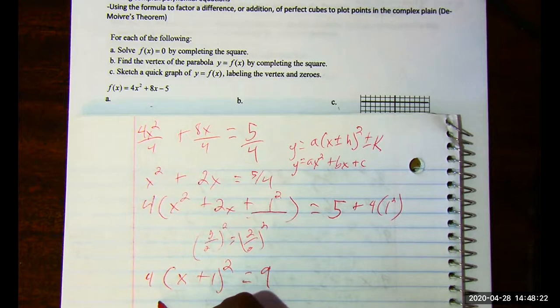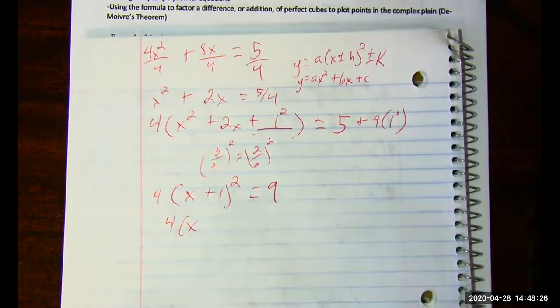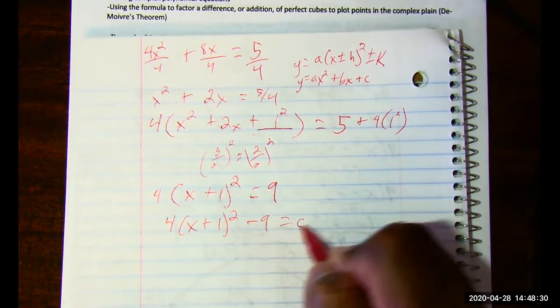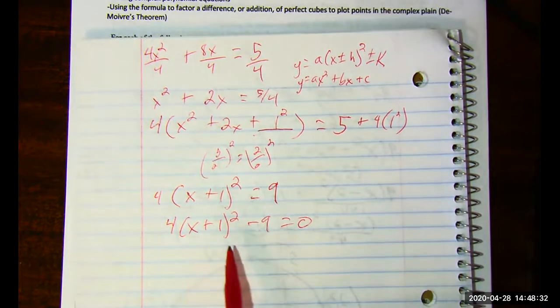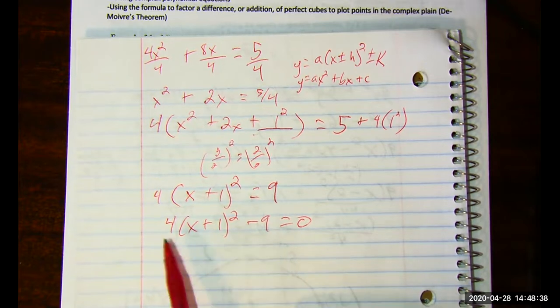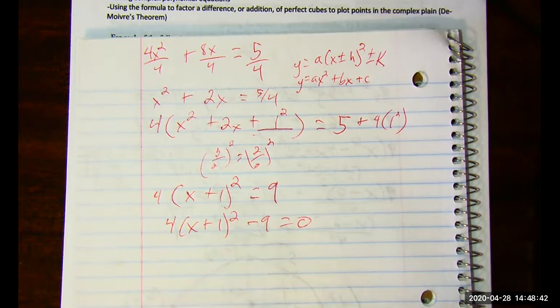If we write it in vertex form, 4 times x plus 1 squared minus 9 equals 0. So I'm thinking the vertex is somewhere at -1, comma, -9. And it's going to be stretched vertically by a factor of 4. It's going to quadruple relative to the parent function.